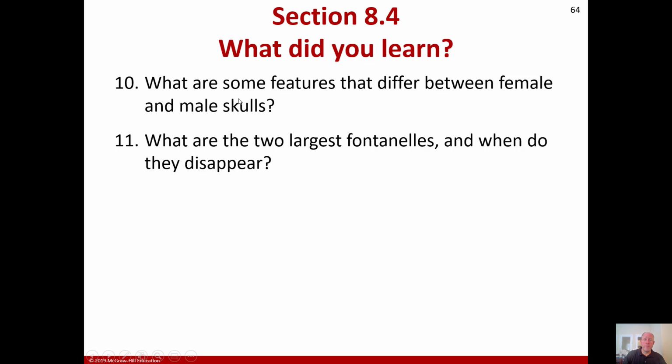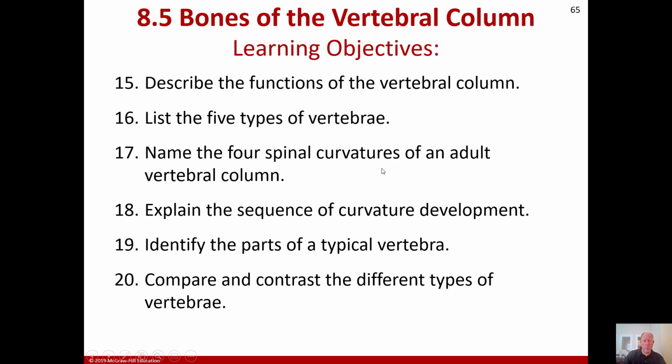So you should then know what some features are that differ between female and male skulls, and what the two largest fontanelles are, and when they disappear. And that's section 8.4. We'll come back for section 8.5 and bones of the vertebral column next.